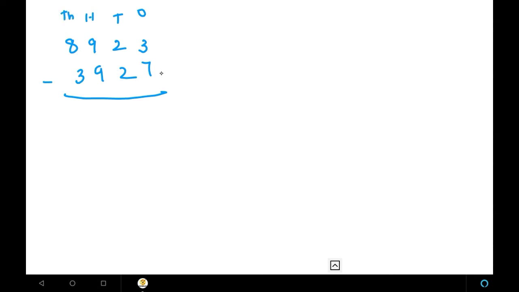Here the ones place mismatches, the other places match, because we can do 2 minus 2, 9 minus 9 and 8 minus 3. For the ones place we should find the complement, because that is a mismatch. In the special case also we are using the complement method only. The first step is to find the complement for 7. 7's complement is 3.